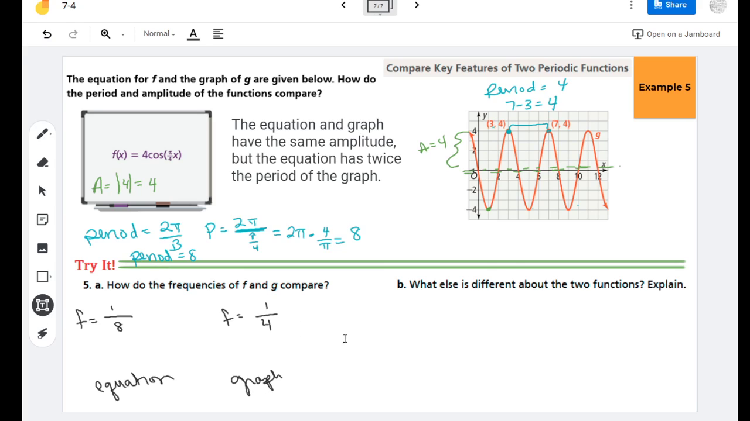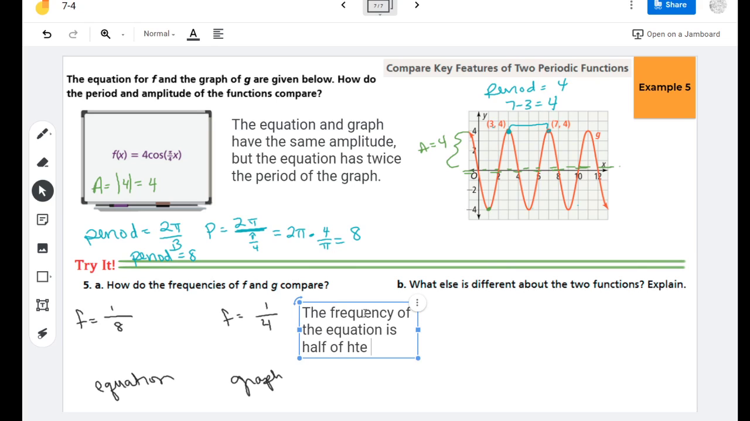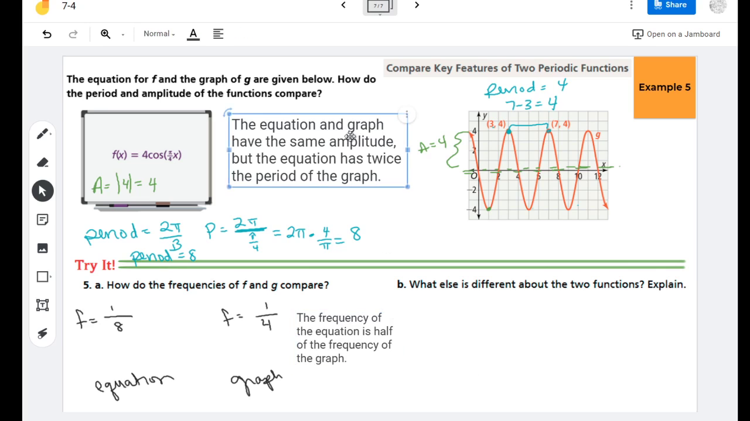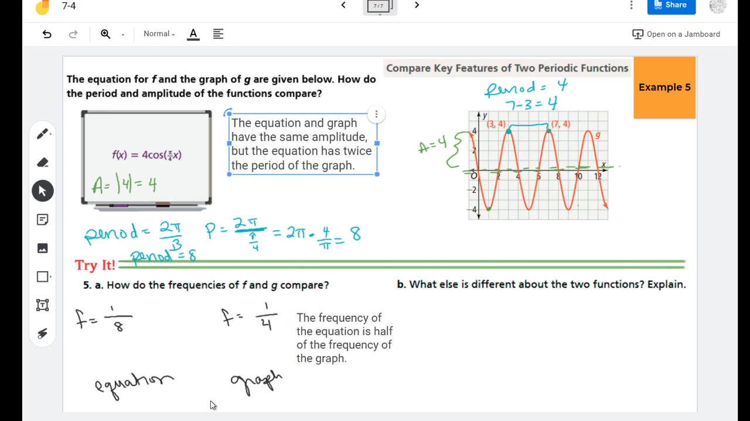If I were to describe the frequencies between f and g, I would say the frequency of the equation is half of the frequency of the graph. And that makes sense. If a period is doubled and a frequency is the reciprocal of the period, it makes sense that it would be a half.